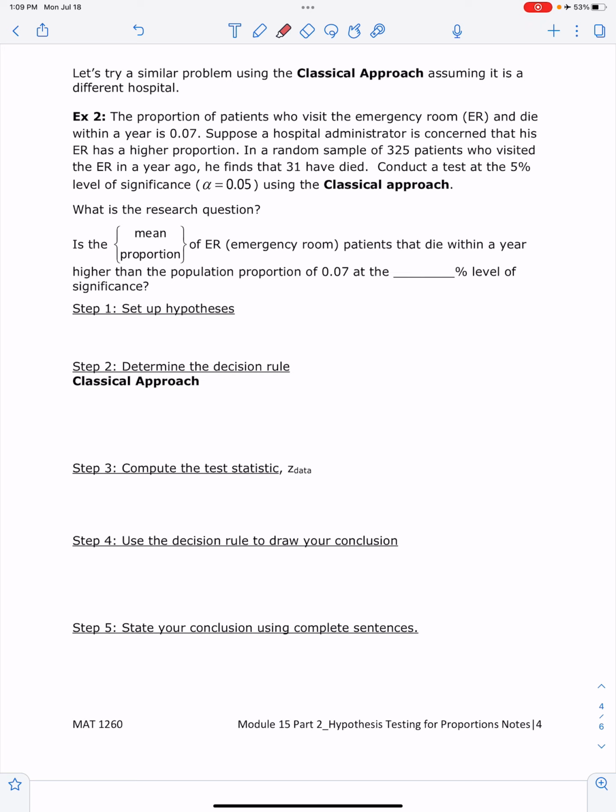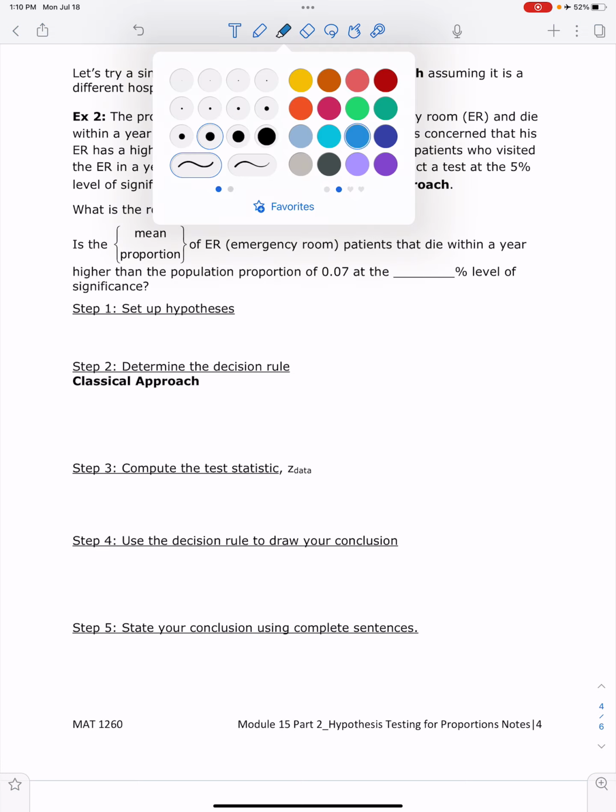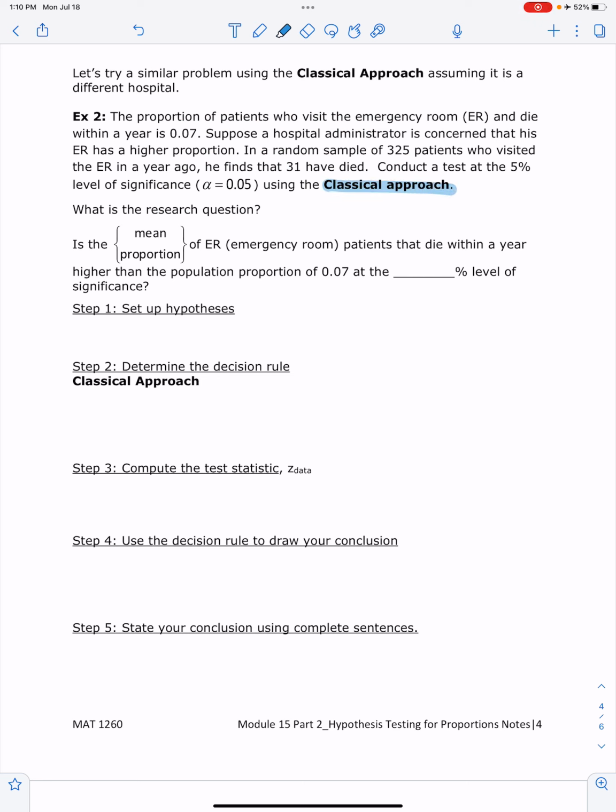Okay. So in example 2, we've got the proportion of patients who visit the emergency room and die within a year is 0.07. We've got a new hospital administrator who's concerned that his ER has a higher proportion. In a random sample of 325 patients who visited the ER a year ago, he finds that 31 have died. We're going to conduct this test at the alpha equal 0.05 level of significance. This time we are going to use the classical approach. So we're going to use z-scores.